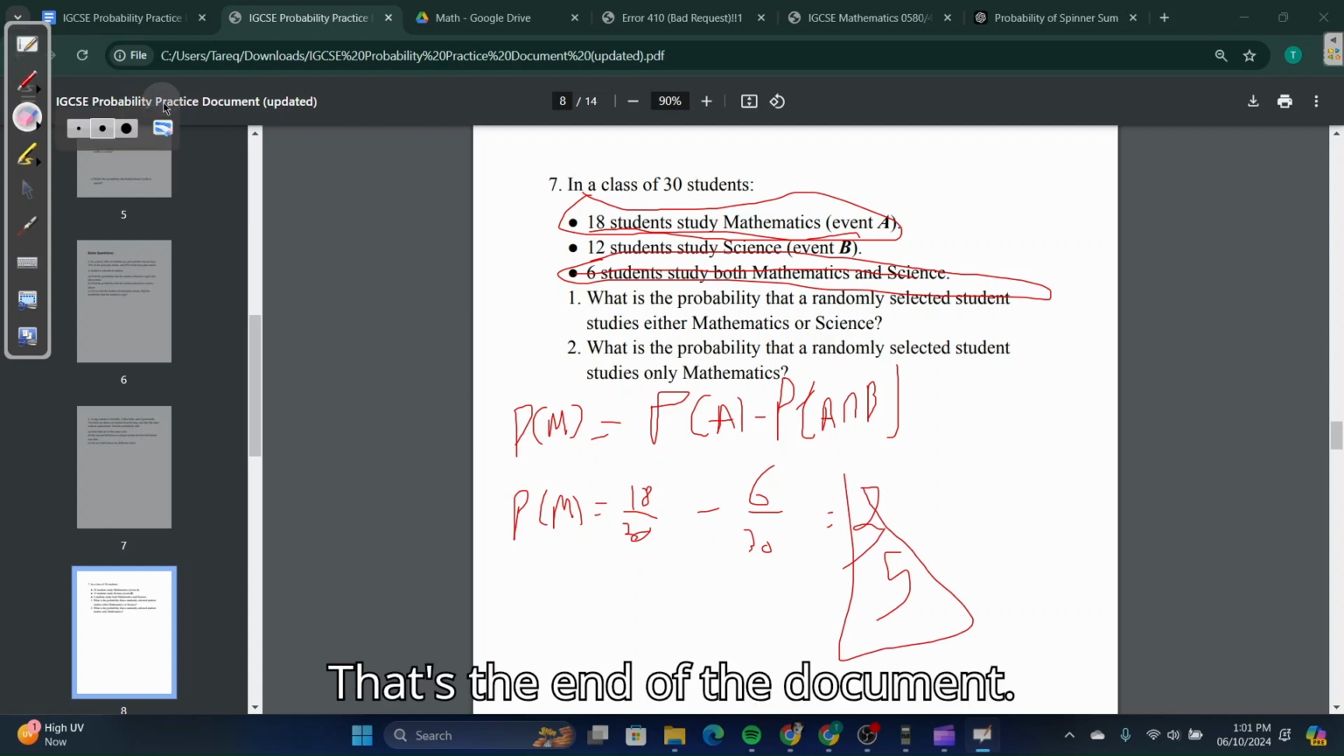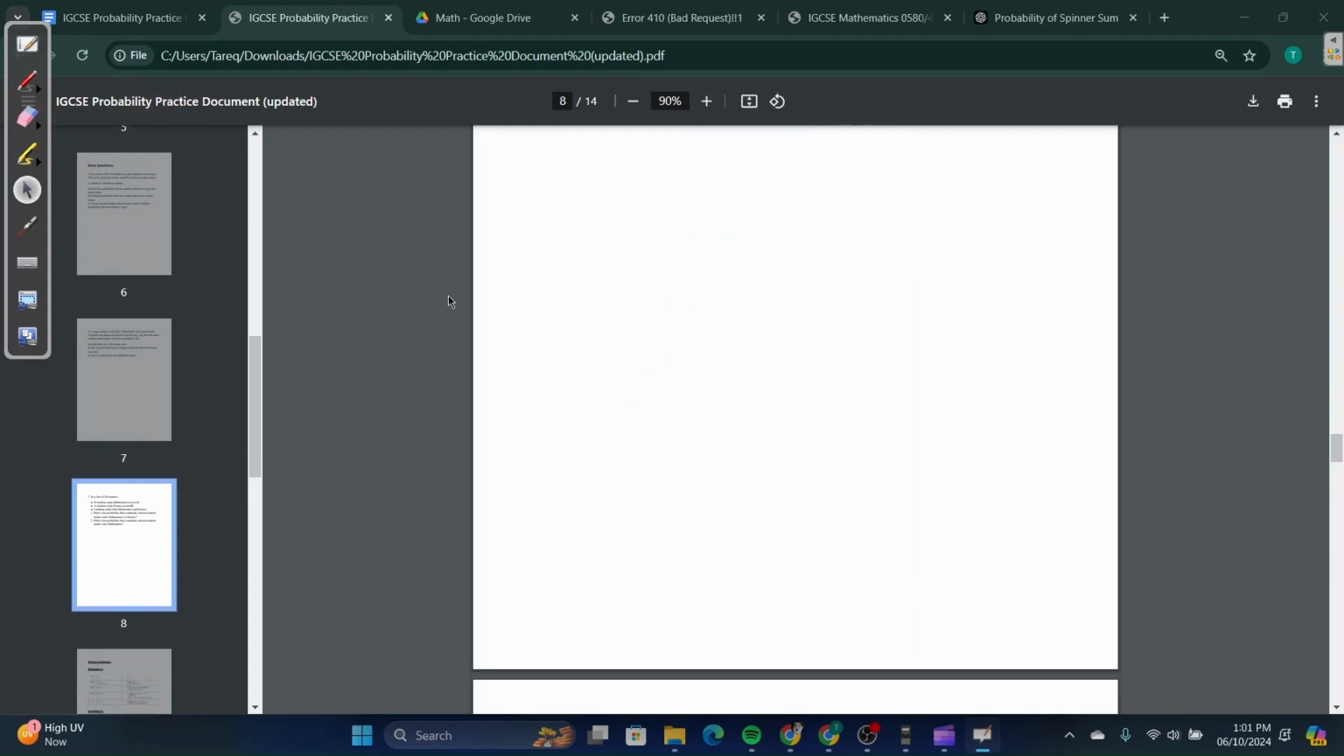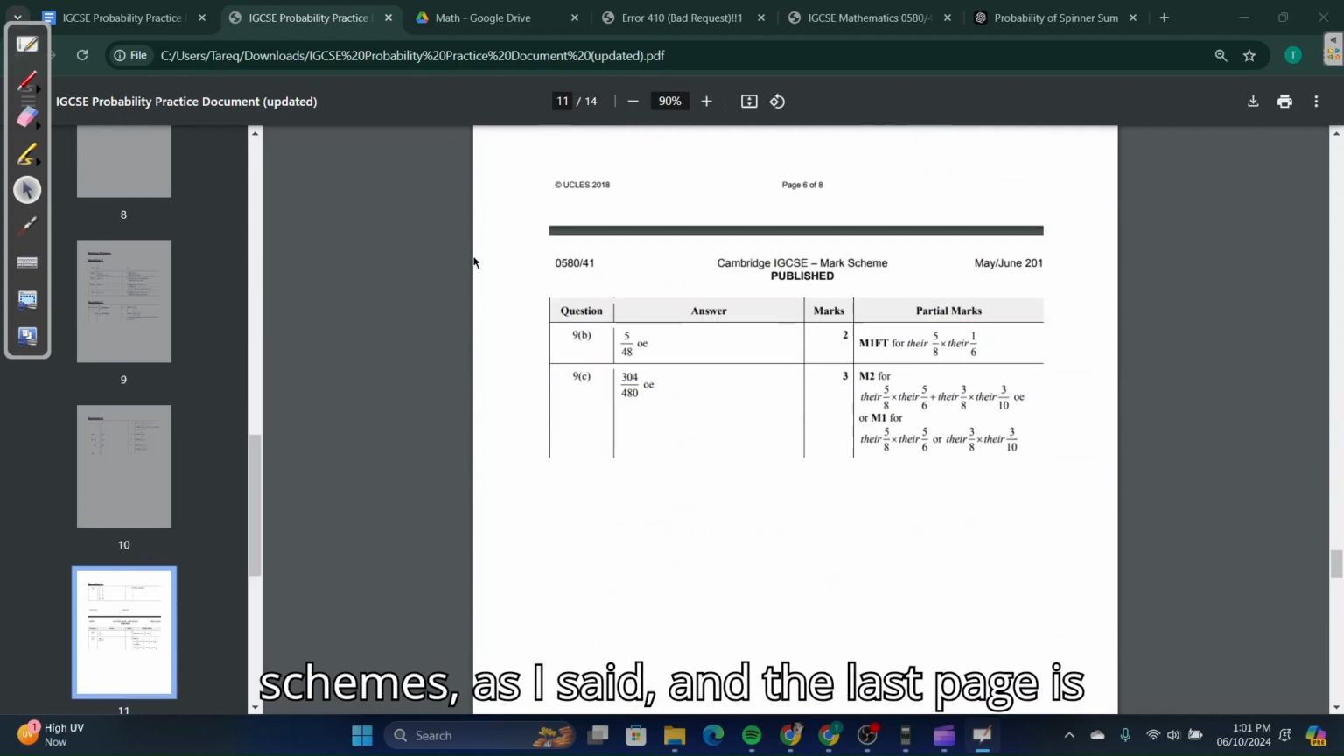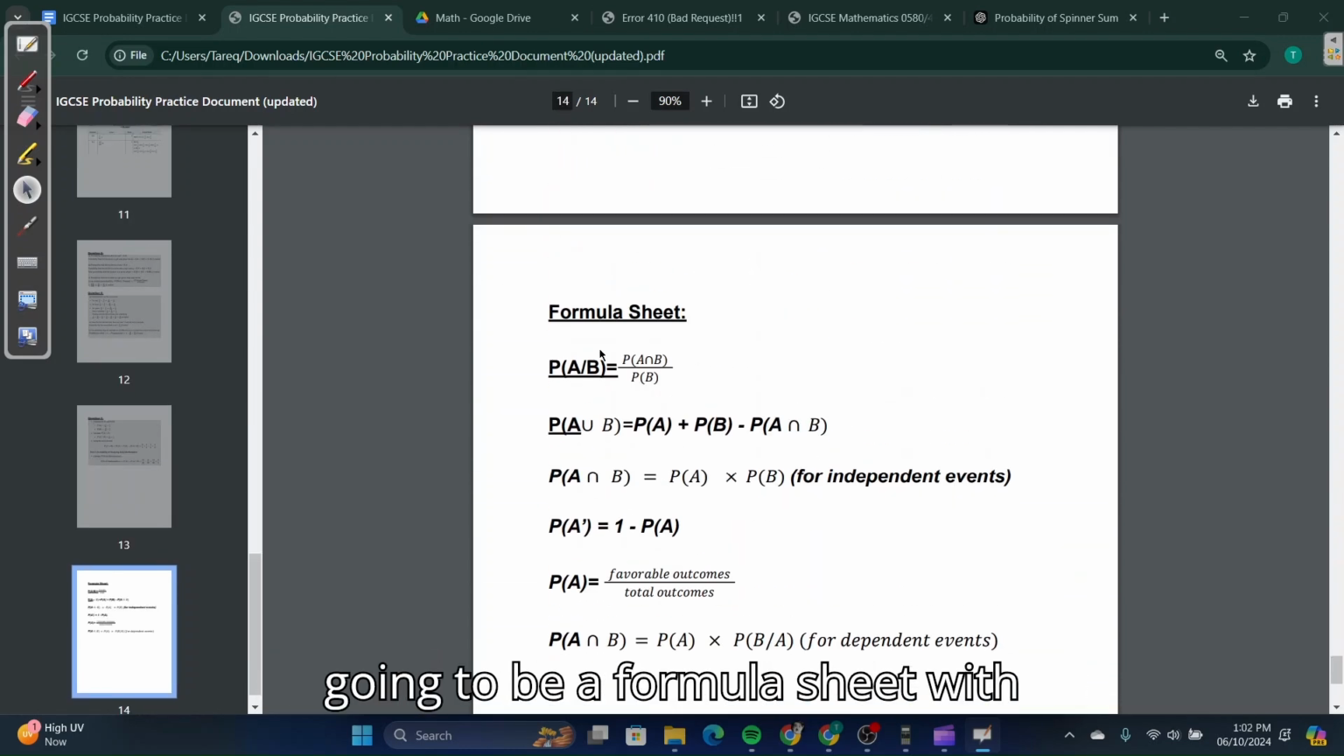That's the end of the document. Under it are going to be the marking schemes, as I said, and the last page is going to be a formula sheet with everything I said.